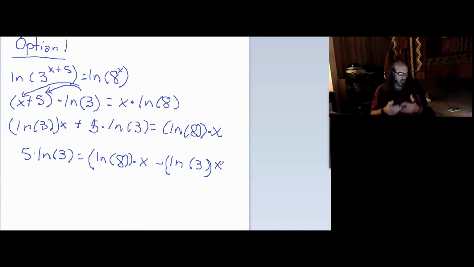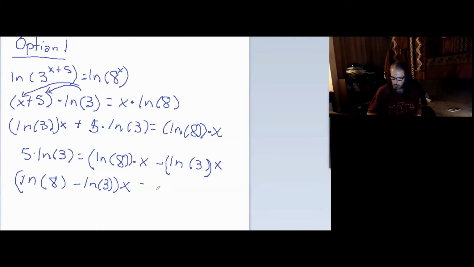The way you're getting 5x is subtracting the coefficients. It's almost like we're factoring the x out. Same thing's going on here. Factor that x out. And then whatever that mess is times x, it's just a number. So divide both sides by that to get x alone.